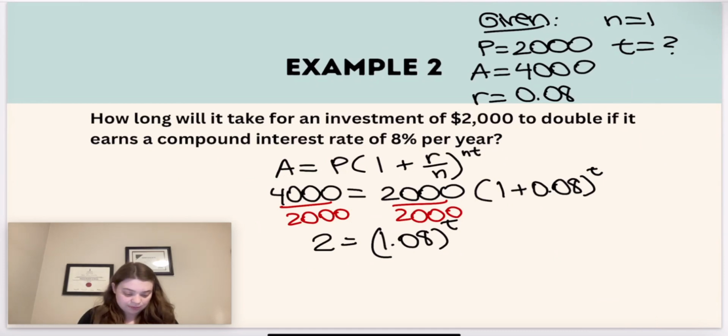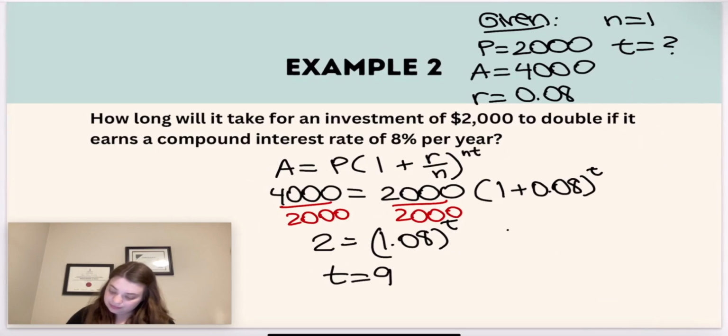So I'm going to try 1.08 to the power of 10. That gets me 2.15, which is a little bit high, so I'm going to try a little bit lower. 1.08 to the power, let's try to the power of 9. That is 1.999, which is going to round up to 2. So I'm going to say, therefore, that t is equal to 9, because when I type in 1.08 to the power of 9, I get 1.999, which is basically 2, essentially.